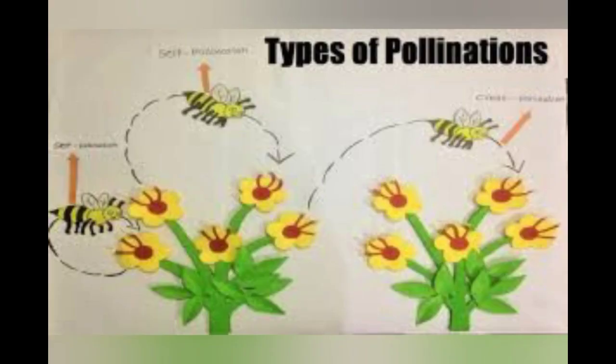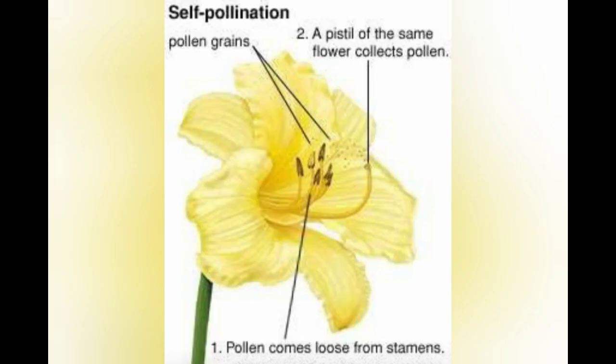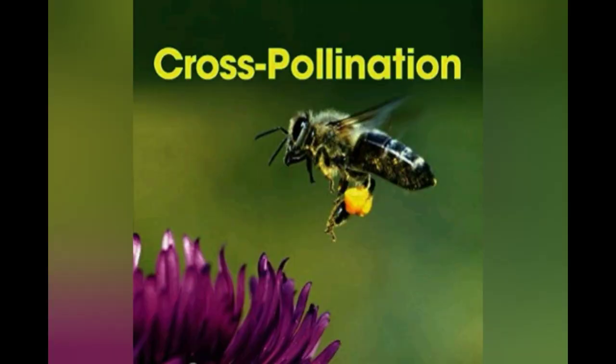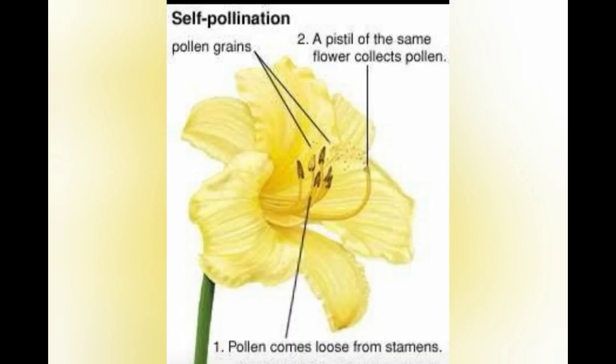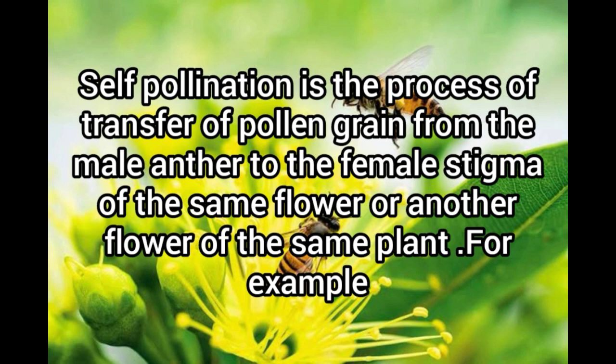Types of pollination: self-pollination and cross-pollination. Self-pollination. Self-pollination is the process of transfer of pollen grain from the male anther to the female stigma of the same flower or another flower of the same plant.